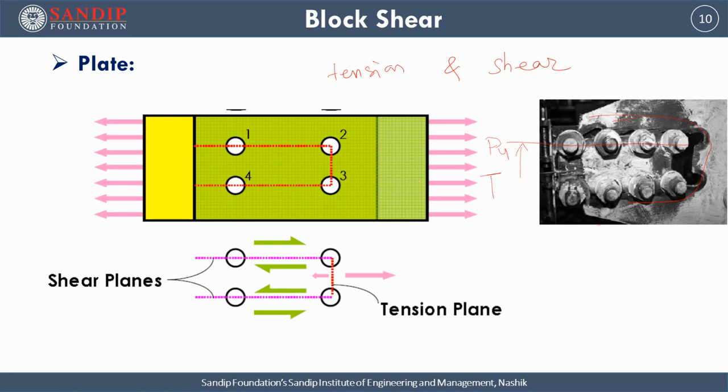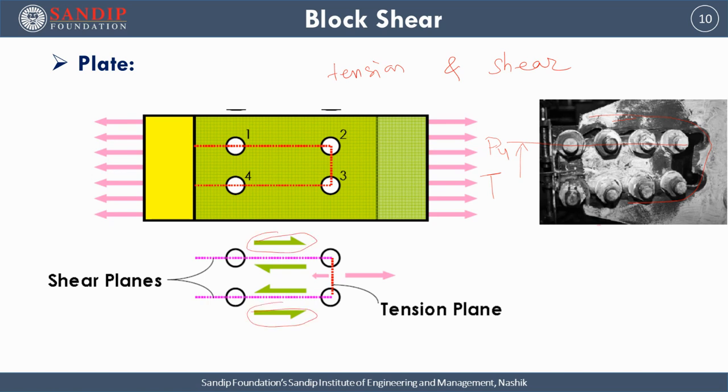So when this is applied, you can see here this dotted line indicates the presence of shear and tension. This 2 3 indicates the tension plane, whereas 1 2 and 3 4 are shear actions. So here it is shown, this is the shear plane.